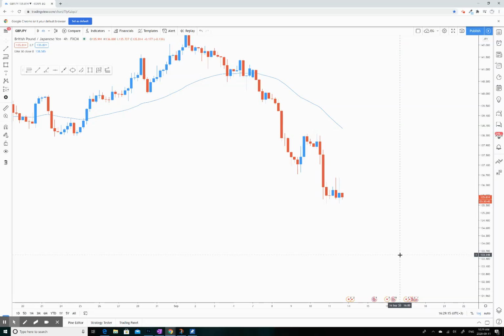Today's video, we are looking at another scalping strategy. This one is very simple and it is zone to zone. So you probably already know that by the title of this video, but zone to zone is my main strategy.